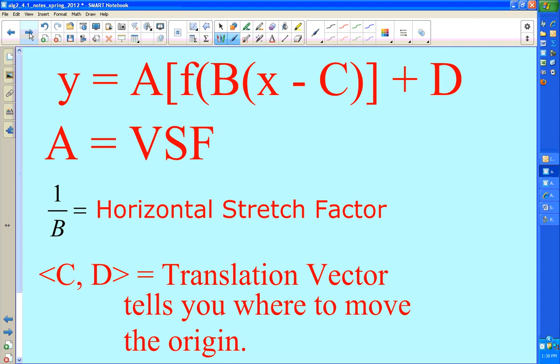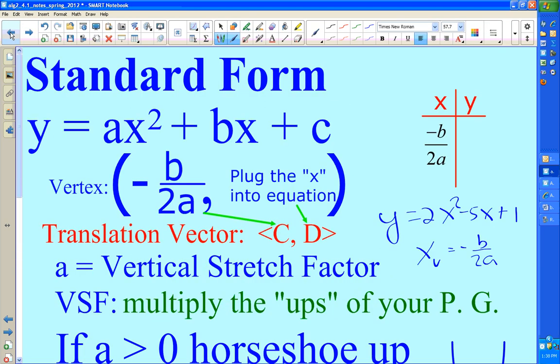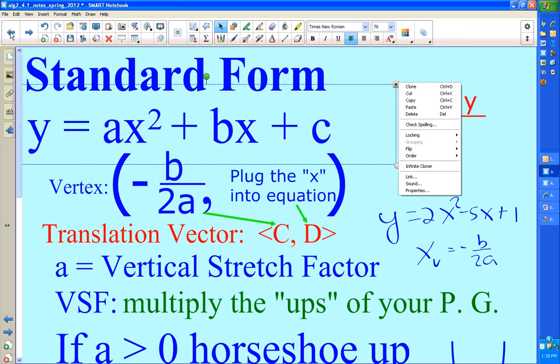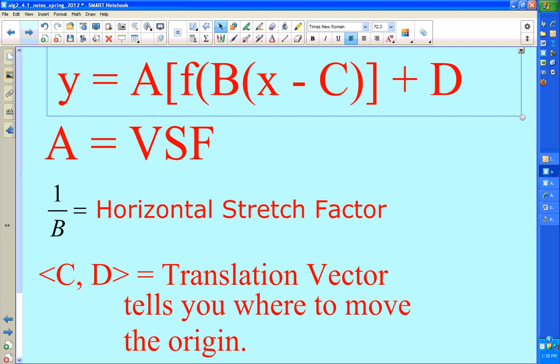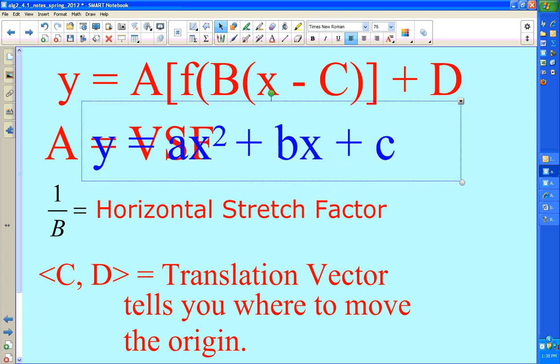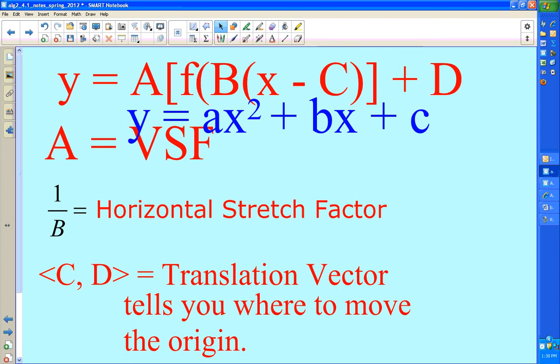Because this c, this b, and this d, and this a are not this a, b, and c. Do you see how this is not in the form of red? It doesn't have parentheses, x minus something squared plus something. This is standard form. This a, b, and c are not this a, b, and c. They're the same letter, but these are capitals, these are lowercase. They're not the same.